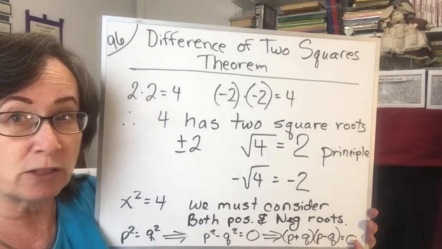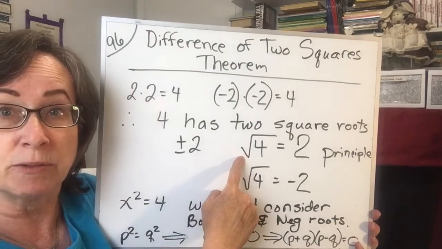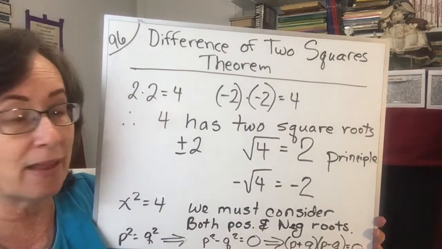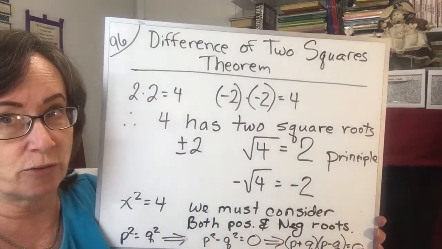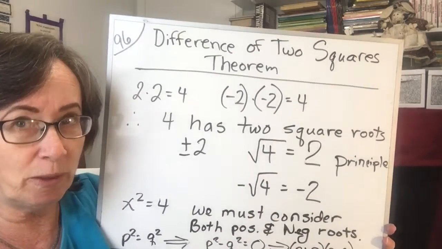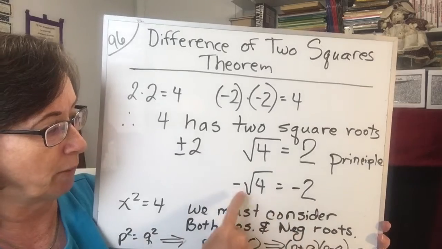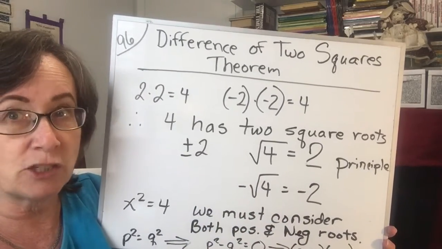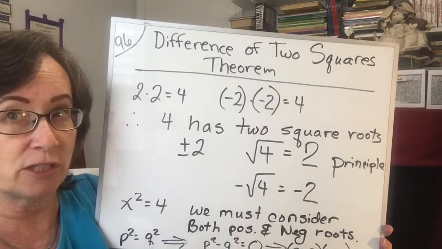However, we have a special notation, this square root symbol. When we see the square root symbol, it means the principal of the 2 square roots, which is the +2. If we want to indicate the negative square root, we write negative the square root of 4, which tells us to use the negative of the 2 square roots.